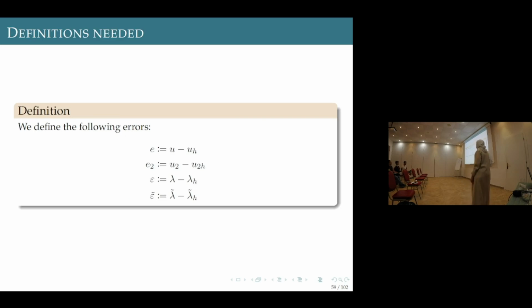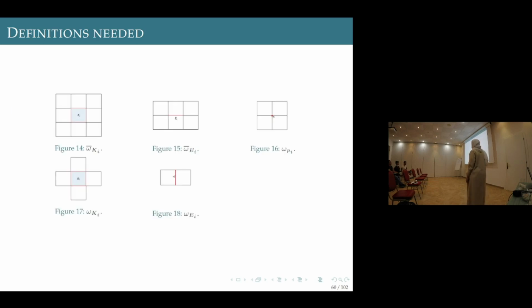We define the errors e, e_2, epsilon to be the errors of u, u_2 and lambda, and epsilon tilde to be the error of the extended lambda. We define our sets: omega K_i bar is the set of all elements that share at least one point with the element K_i. The set omega K_i with no bar neglects the elements that only intersect with K_i in one point. The same idea applies for omega E_i and omega E_i bar.